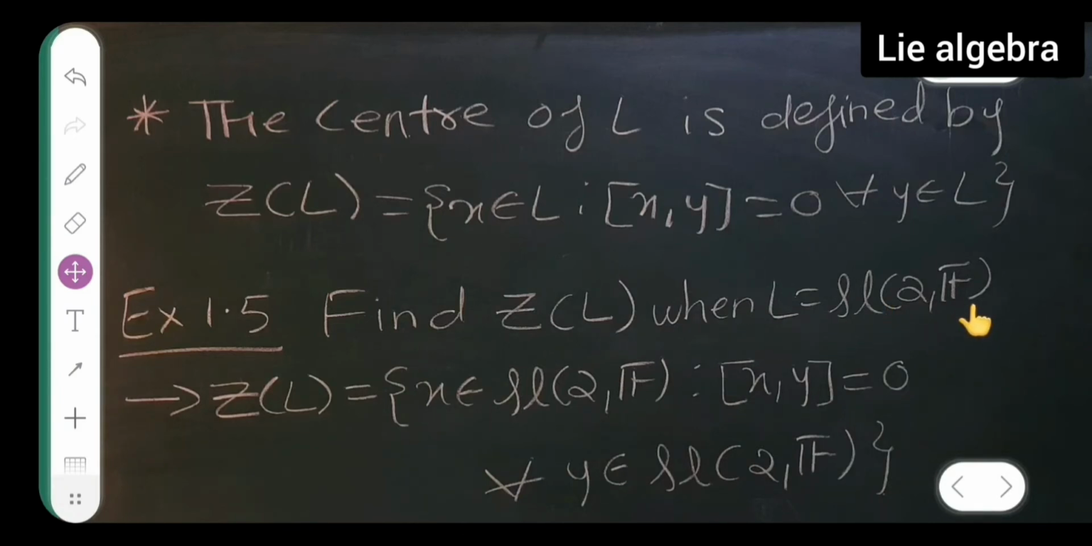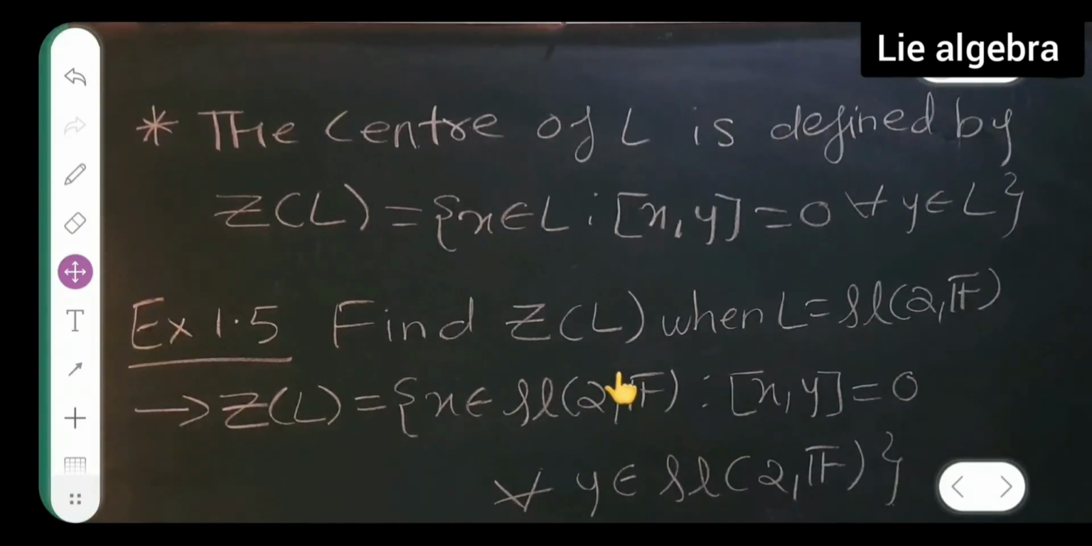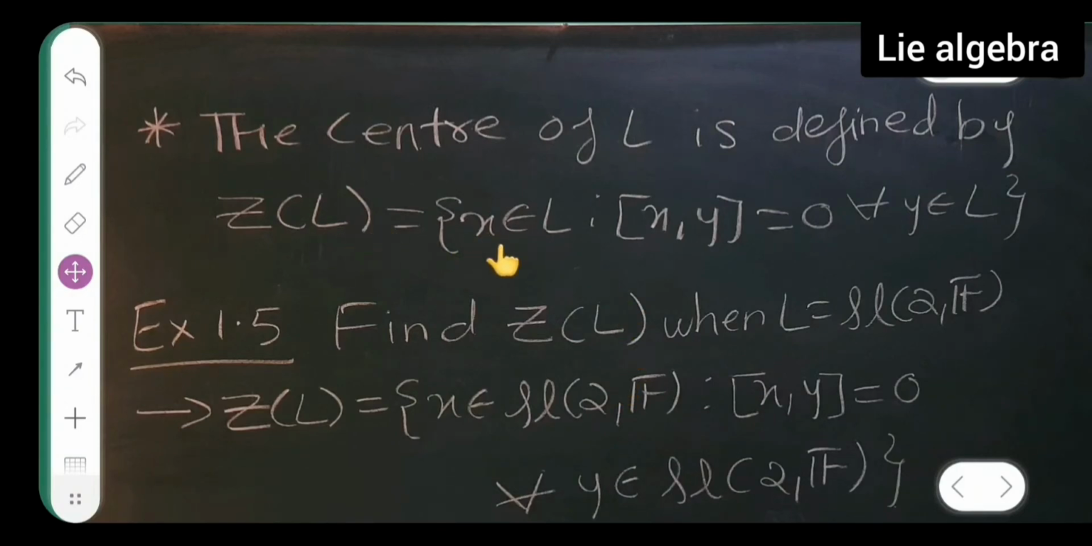Now what I have to do is write what Z of L is. Now X belongs to SL of 2, F. Can you all see the definition of Z of L? X belongs to L, but here in the question L is equal to SL of 2, F. So wherever there is L, I will be writing this. And then the Lie bracket of X, Y is equal to 0 for all Y belonging to L. But what is my L? SL of 2, F. I'll turn the page.